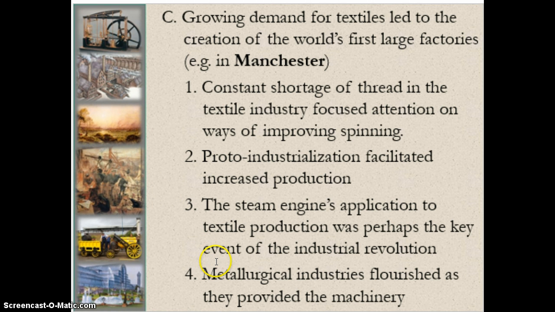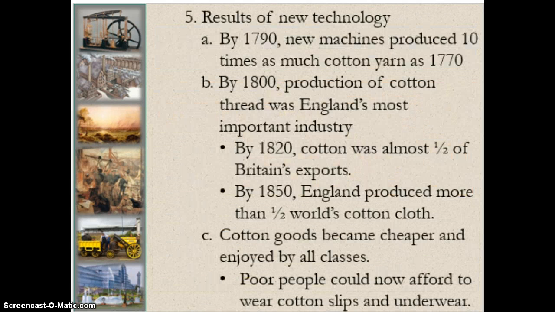When we talk about metallurgical, we're talking about the industry of metal, that's going to flourish as, again, they start making more high-tech machinery that is going to need to be made out of iron and, again, later on, steel. Again, here's a city of Manchester, and I just want to go into the results of the technology. By 1790, new machines produced 10 times as much cotton yarn as they did in 1770. If you think about it, that's only 20 years.